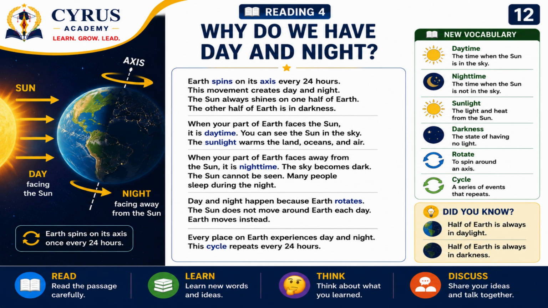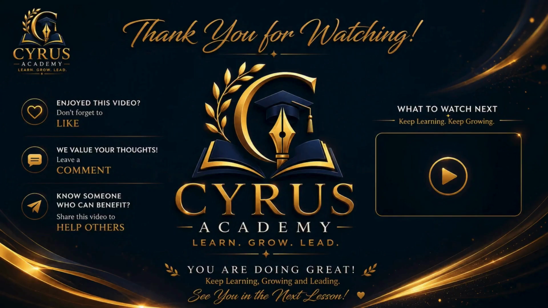Day and night happen because the Earth rotates. The sun does not move around the Earth each day. Earth moves instead. Every place on Earth experiences day and night. These cycles repeat every 24 hours.